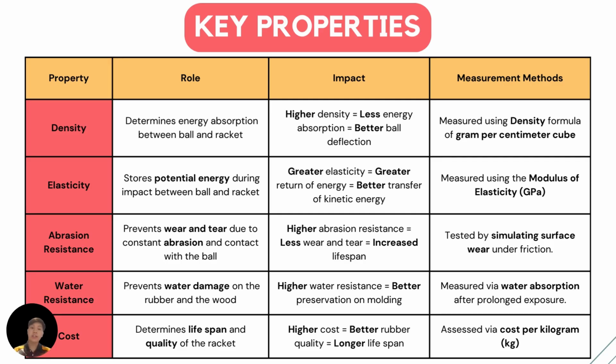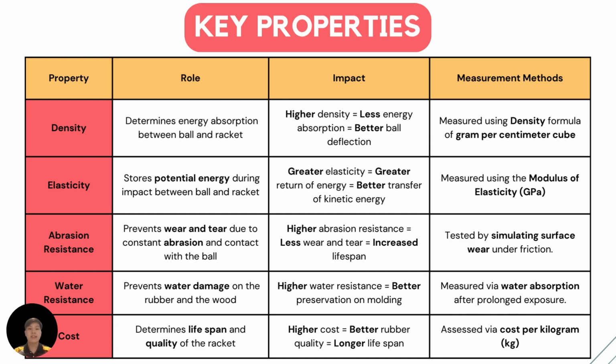Now that we know the history and components of a table tennis racket, let's move on by looking at the key properties that make a racket truly high-performing. There are 5 main properties we need to consider when selecting the best material, which are density, elasticity, abrasion resistance, water resistance, and cost. First up, density. Density is determined by how much energy is absorbed when the ball hits the racket. A higher density would indicate that less energy absorption occurs, leading to better ball deflection. This is measured in grams per cubic centimeter.